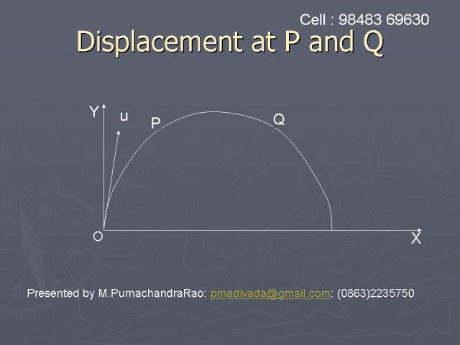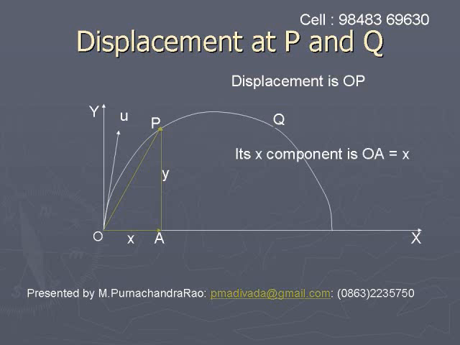Displacement of the projectile at P and Q. To understand the displacement of a projectile, let us select 2 points P and Q. At P, OA is x component and AP is y component. So OP is the displacement. The displacement is OP. It is composed of 2 components OA and AP, x component and y component.